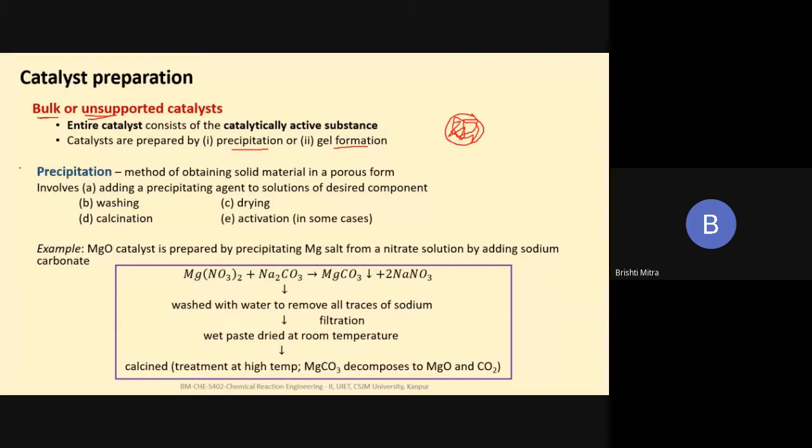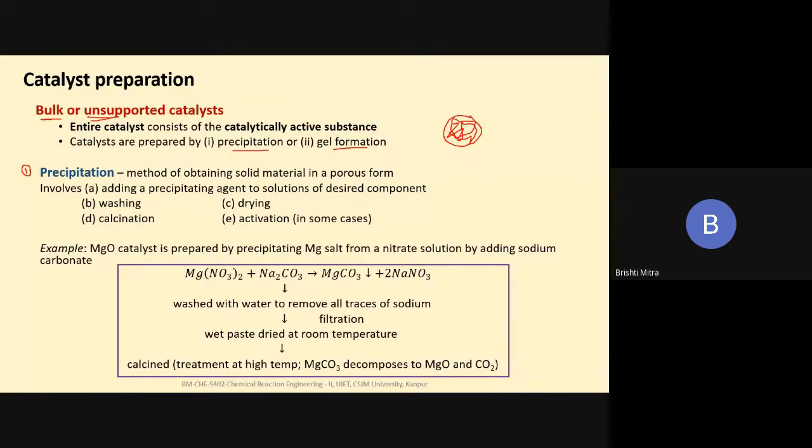The first method that we will discuss is the precipitation method. This is the method of obtaining solid material in a porous form, and now let us look at the steps involved. The first step is adding a precipitating agent to solutions of a desired component. So we have a solution of the material that you want deposited, you add a precipitating agent to it, and then the precipitate forms. After the precipitate is formed, it is washed, then dried, calcined, and finally activated.